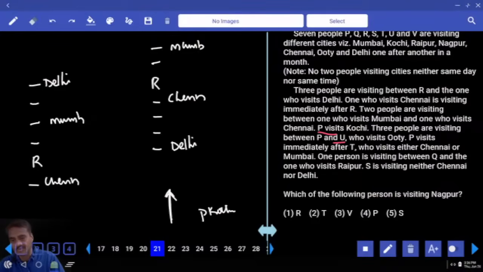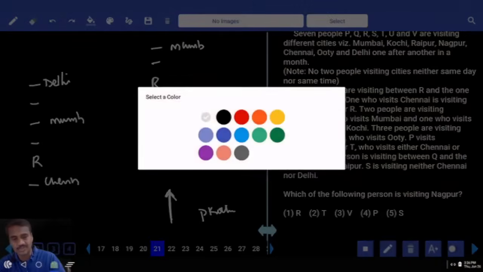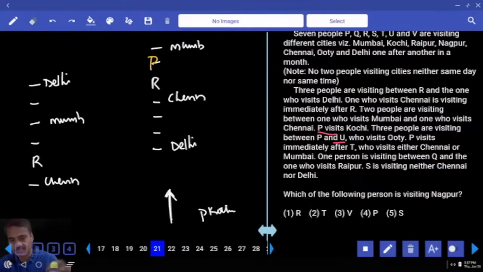And 3 people, now there are 2 different possibilities. If P is here, then P is what? P is Kochi. Then 1, 2, 3, then U will be here. And U is what? Ooty. Or vice versa.